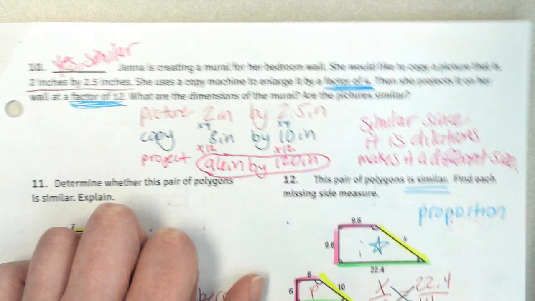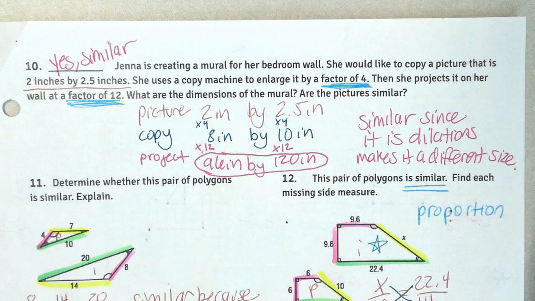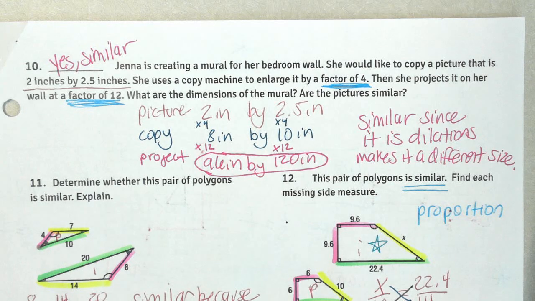The last part asked if they were similar. Yes, they are, because this is a dilation. Anytime it's a dilation, everything is changing the same way for the corresponding parts. If they're all changing the same way, they all have equal ratios, that means they will be similar. They're the exact same shape, just different size.